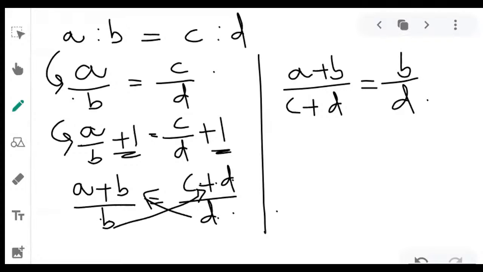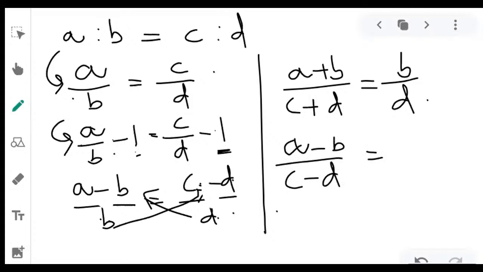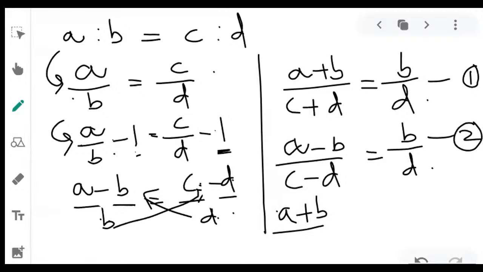Okay. So the same goes for negative also. Again, if you take A instead of plus, this will become minus. So A minus B by C minus D is equal to also B by D. If we divide both these equations, then A plus B by A minus B is equal to C plus D by C minus D.